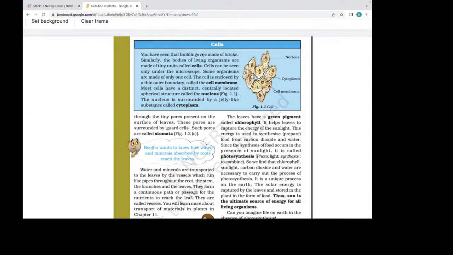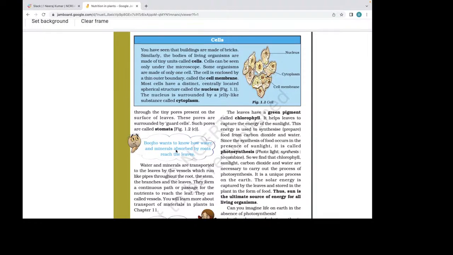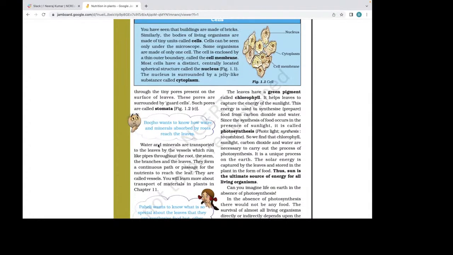You can learn about cells in detail in your further chapters. Okay, now Bojo wants to know how water and minerals absorbed by roots reach the leaves. So, okay, roots absorb water and minerals, but how does it reach the leaves?